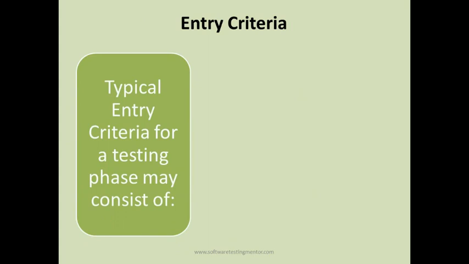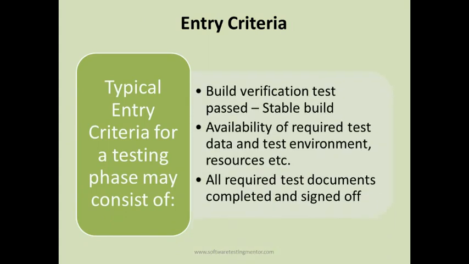Now, typical entry criteria for a testing phase may consist of, for example, build verification test passed, that is, you are getting a stable build. Then availability of required test data and test environment. So if test environment and test data is available, all hardware and software resources that are required to start the testing are available, all the testing resources are available, all the testers are ready to get started, then that can be another entry criteria to start the testing.